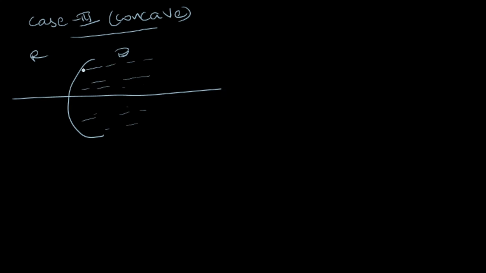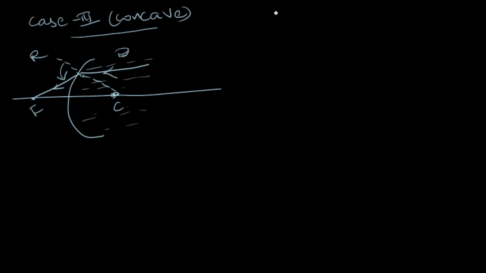Whenever a light ray travels from the denser medium to the rarer medium, this is the incident ray, and if this is the center of curvature, this will be the normal at this incident point. I am just extending this normal on the other side. As the light ray is traveling from the denser medium to the rarer medium, this light ray will bend away from the normal, and this refracted ray will meet at a point on the principal axis. This point is known as the focus point.